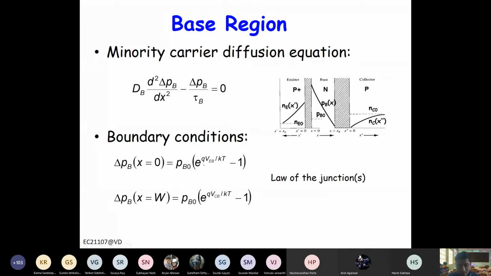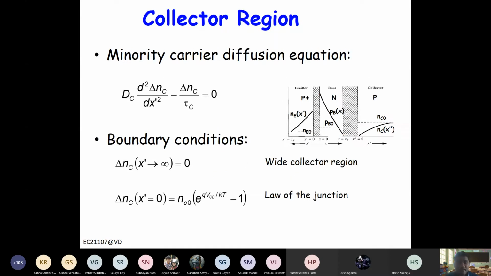Same equation is solved for the base region. Here the boundary condition is slightly different. At the base-emitter junction, it is given by the base-emitter voltage, qV/kT. At the base-collector junction, it is given by the base-collector bias, that is qV_CB/kT. And similarly for the collector region, at the base-collector junction, the value is given by the base-collector bias, of course, as infinite.